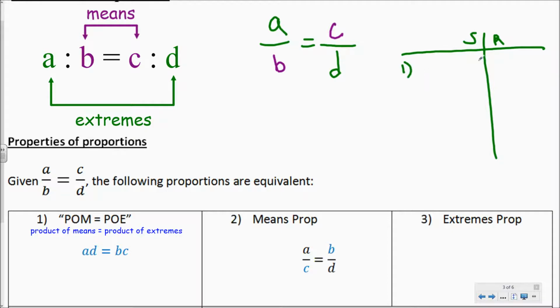So first, I'm going to take my given proportion, which says that A over B is equal to C over D. And I'm going to use the only property that we've discussed so far, this cross-multiplying property, or as we'll formally call it, the product of the means is equal to the product of the extremes. So now I know that AD is equivalent to BC.